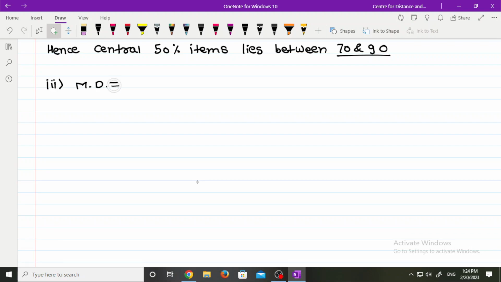which is equal to 4 by 5 sigma, which is equal to 4 upon 5. The value of sigma is 15. Then this becomes 5 into 15 divided by 5 is 3. 4 into 3 which is equal to 12. So here we get m dot d, that is mean deviation is 12. Okay.